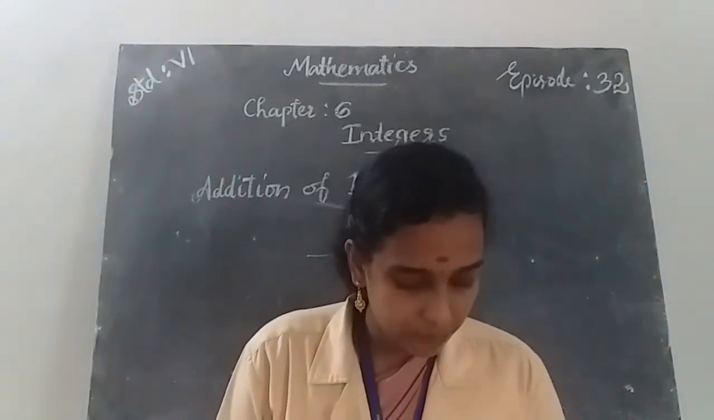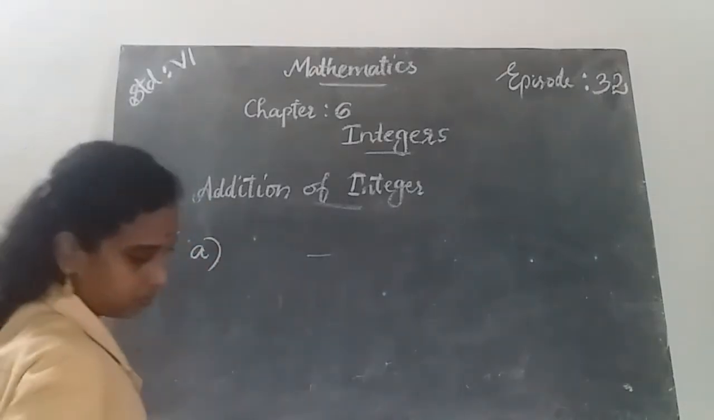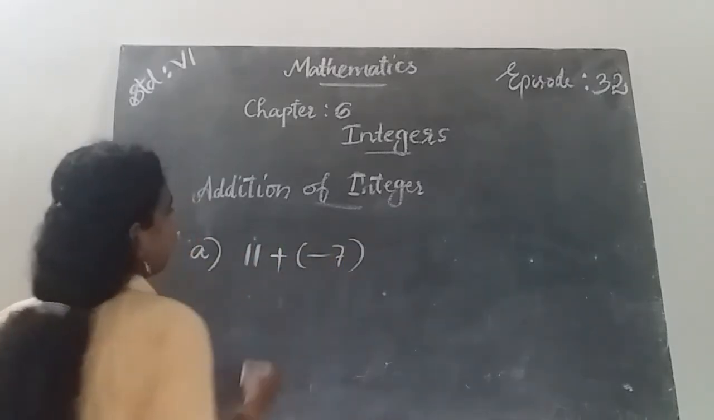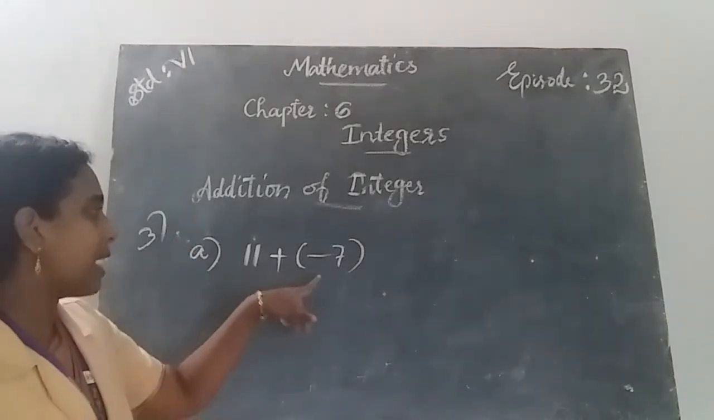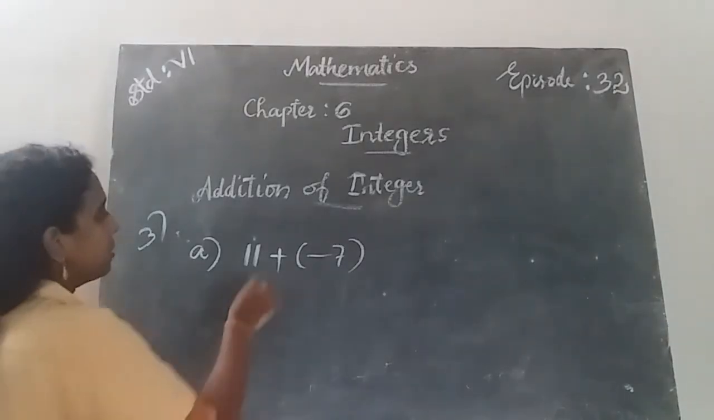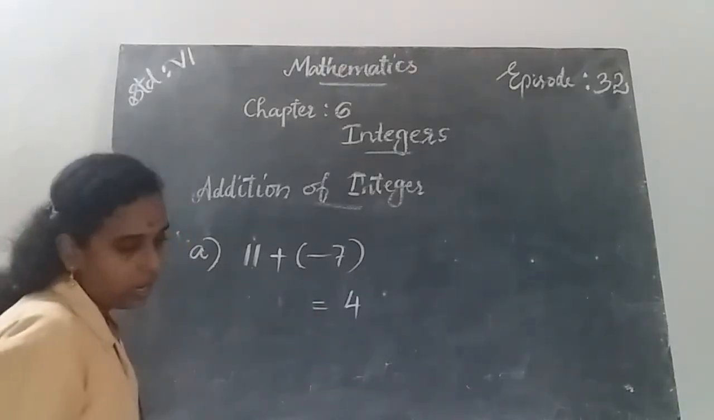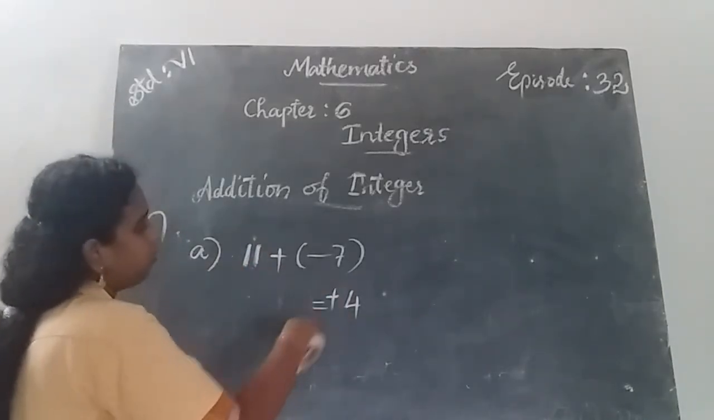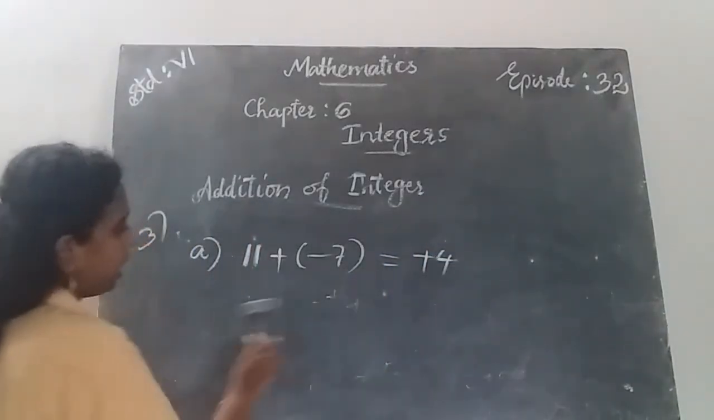Then the third question, add without using number line. Okay, so the first question is 11 plus negative 7. When we add a positive integer and a negative integer, we can subtract these two integers, then put the sign of the largest number. So here 11 minus 7, we get 4, and here the largest number is 11 and the sign is positive, so put positive. So we get positive 4.